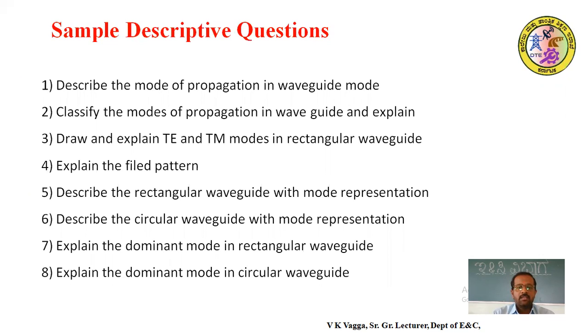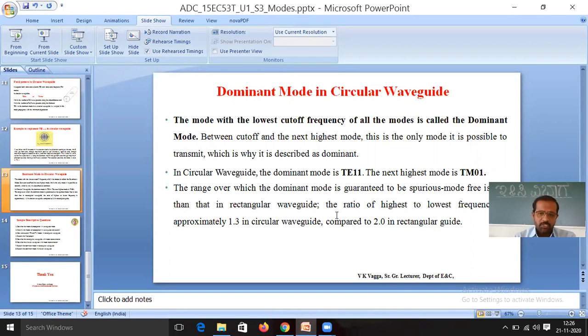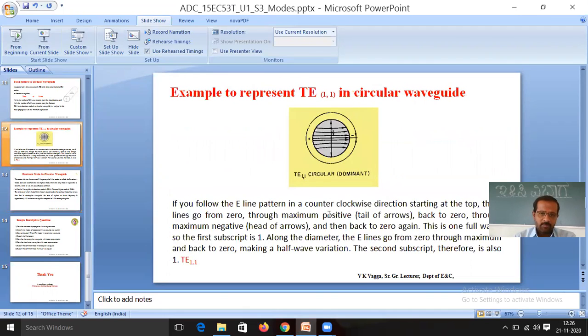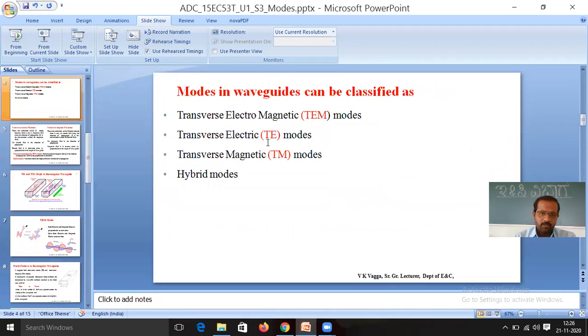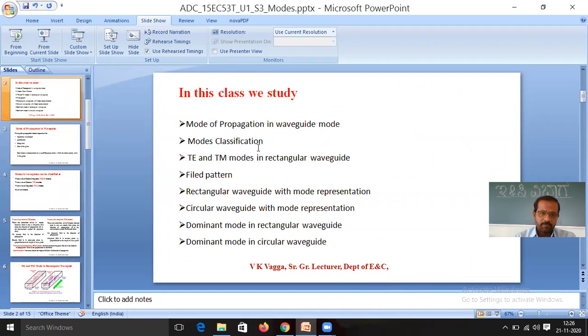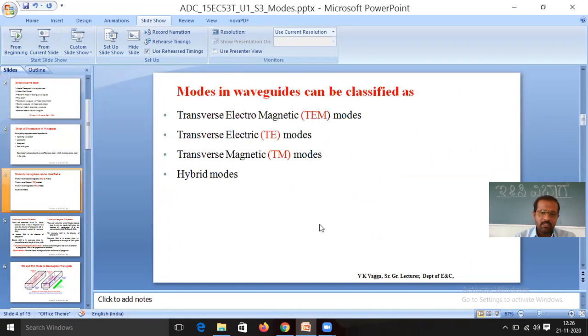Now I'm going to show you the summary, so you have understood all the concepts here. What is the mode of propagation in the waveguide, and what does it depend on? It depends on the operating frequency, polarization, shape, and size of the waveguide. And what are the modes here? The TEM mode, TE mode, TM mode, and another one is the hybrid mode.